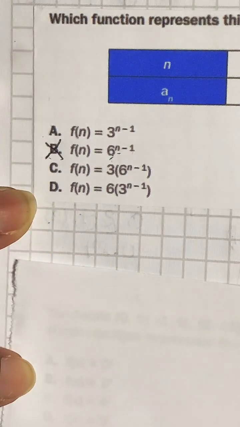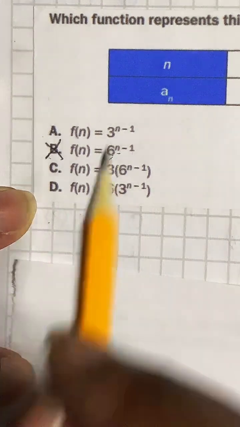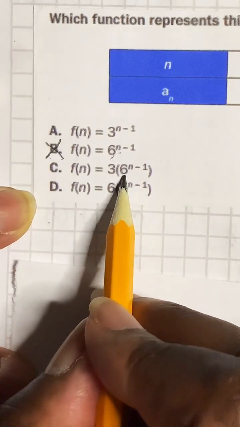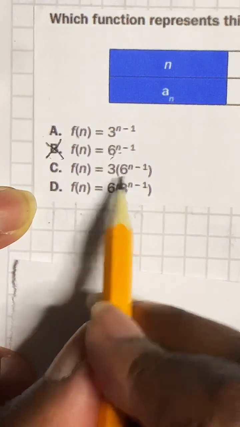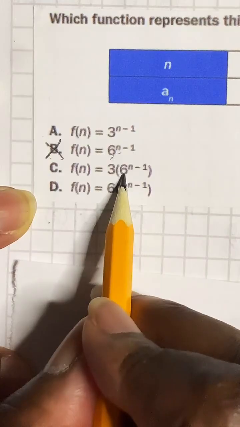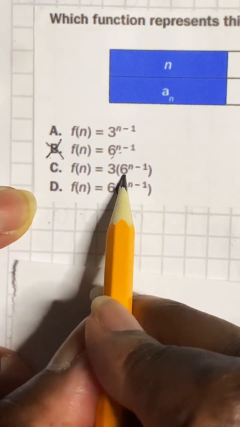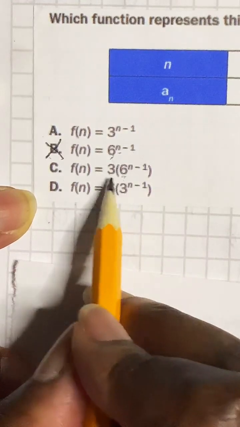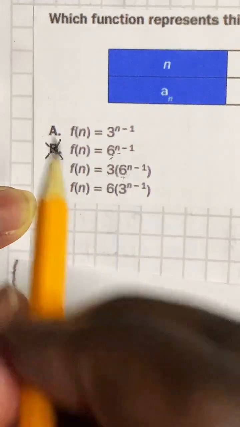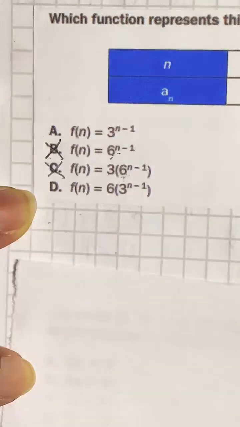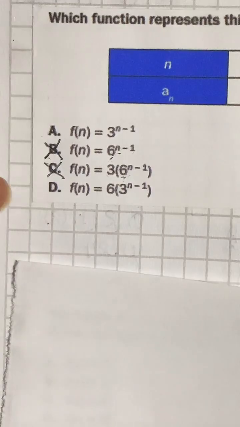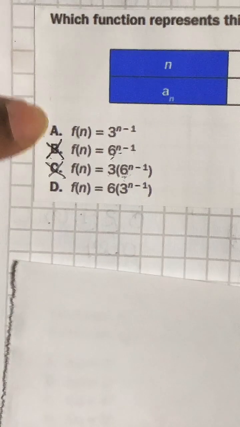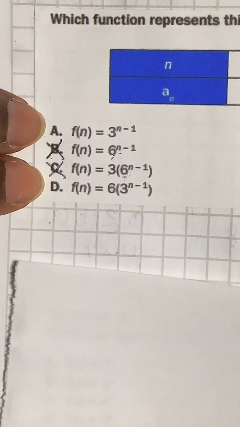And who else? Ramona's saying C. Okay. And we're also getting rid of C because my b value is not 3. These two things might be switched around. So now we limit our choices. Instead of 4, now we brought it down to 2.